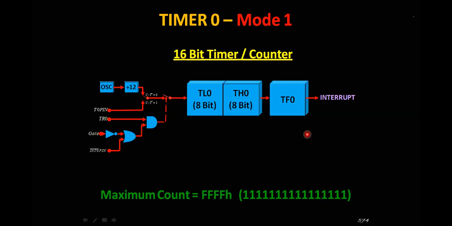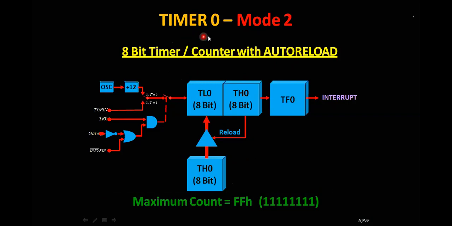And coming to mode 1, this is 16-bit timer counter mode. So most of our programming we are using this mode 1 only. So TL0 is 8-bit and TH0 is 8-bit, and it is given to TF0 and interrupt. So maximum count is what? FFFFH. So this is the maximum count this timer 0 in mode 1 can count. This is the maximum value.